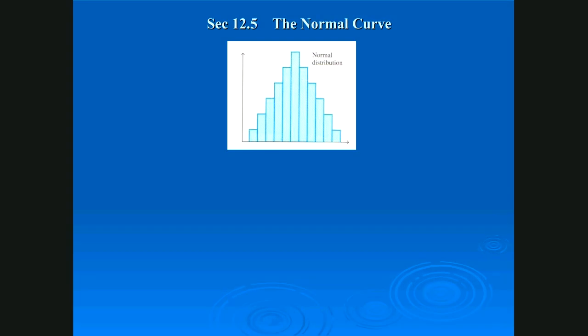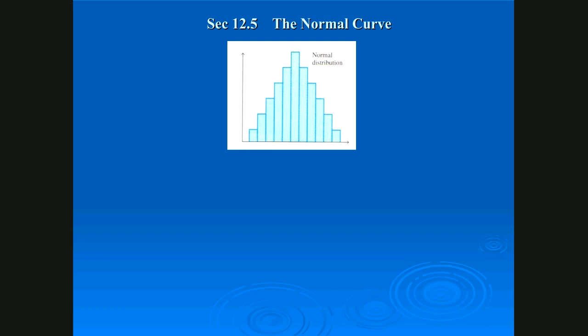The normal curve. The normal curve is an interesting distribution. It's one that looks like this. And we've seen graphs like this before. This is called a bar graph. And it's just taking the data, right? And the frequency is the height.